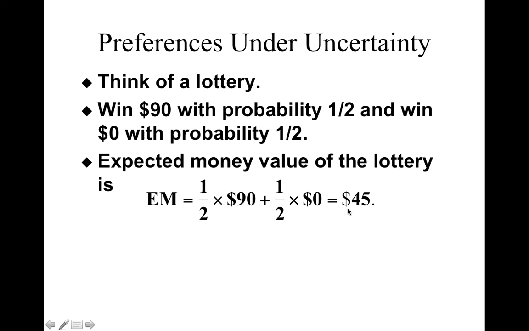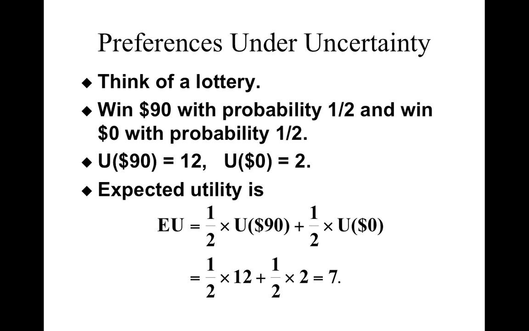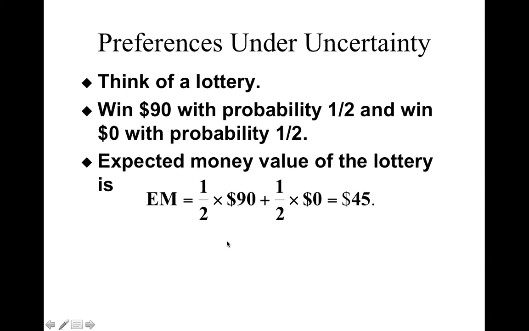Now, given these two numbers, we have the expected utility, which we saw here as 7, which was the weighted average of utilities that you assigned to individual outcomes of the gamble. And you have the expected money value of the gamble, which is nothing but the average money that you would expect to receive under these circumstances.